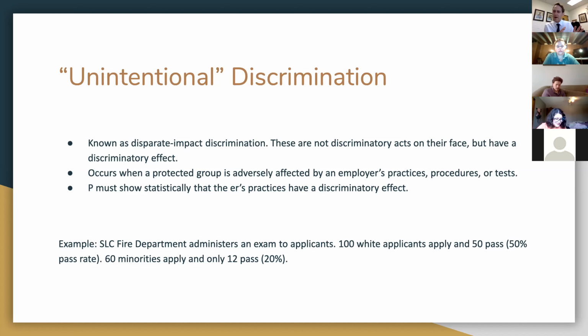So the Salt Lake City Fire Department is hiring. They have 100 white applicants apply, and 50% of them pass this entrance exam, all right? And of course, the department is going to say this exam is colorblind. We give it to all applicants. And then you've got 60 minorities that apply. Let's say there are 60 Black applicants, and only 12 of them pass this exam. Well, you can see we've got the difference here between a 50% pass rate and a 20% pass rate.